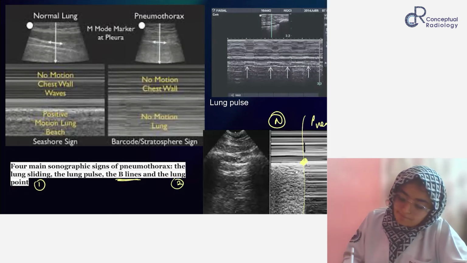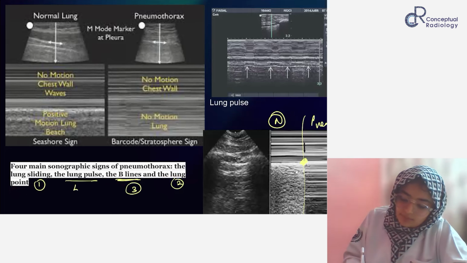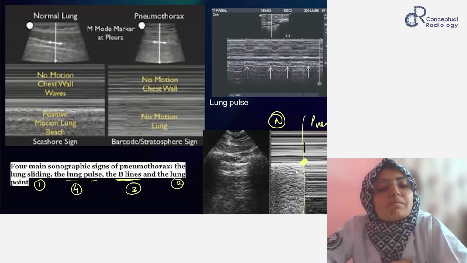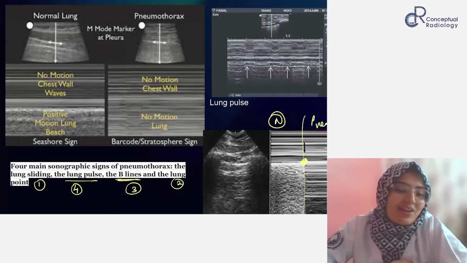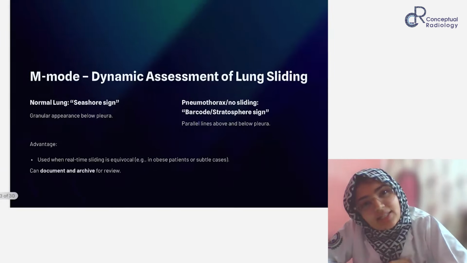What about the B lines? And then comes the lung pulse. Okay, so B lines are going to be absent. Very good. Because I told you part of it.